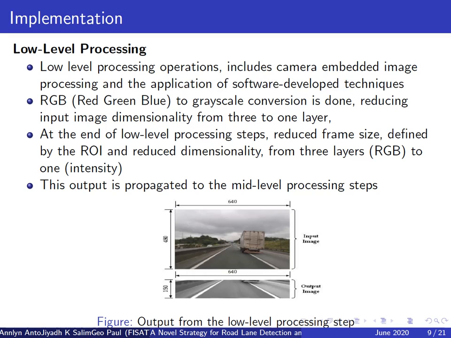Coming on to the implementation part of our project, first we take a look into low-level processing. Low-level processing operations include camera embedded image processing and the application of some software developed techniques. At first, RGB colors of the image are converted into grayscale, which reduces the input image dimensionality from 3 layers to 1. At the end of the low-level processing step, reduced frame size defined by the region of interest and reduced dimensionality from 3 layers to 1 is propagated to the mid-level processing step, and the following is the output we receive from the low-level processing step.